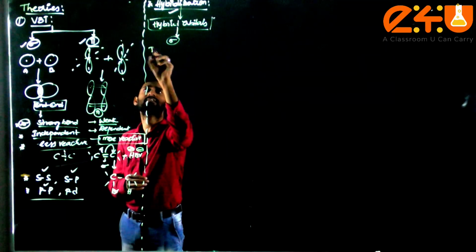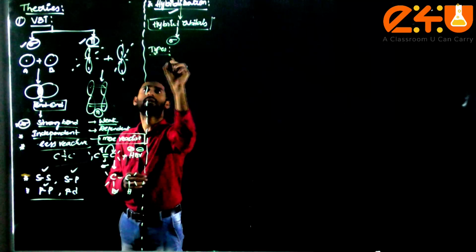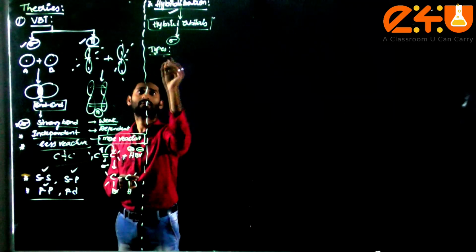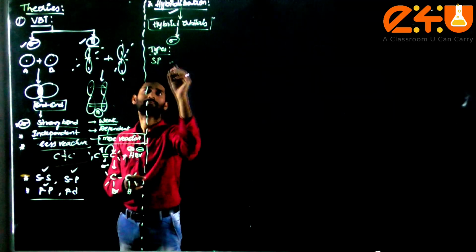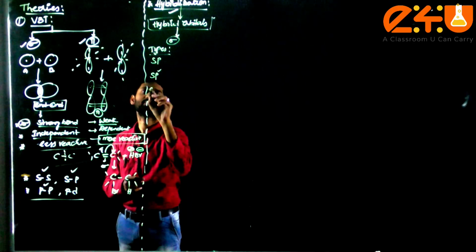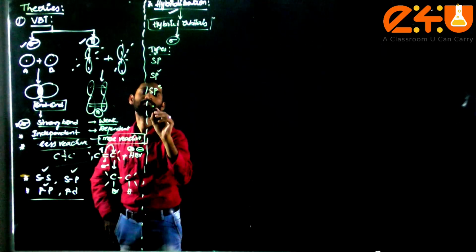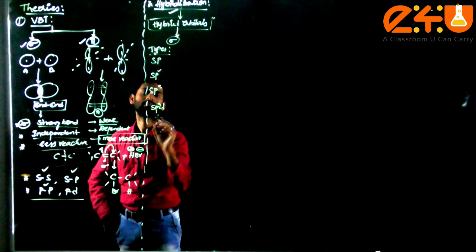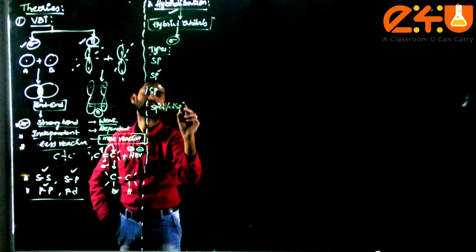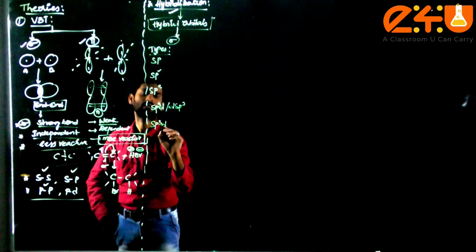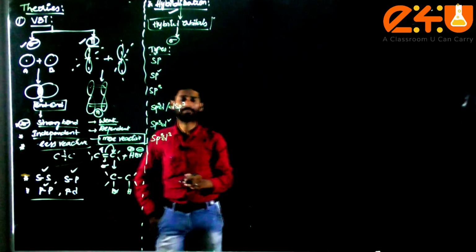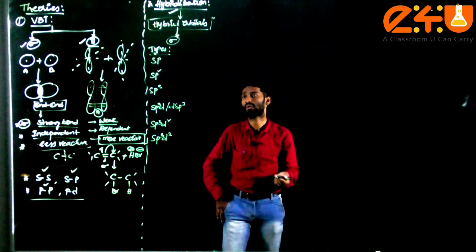Next one here, types, very important types. The first type is SP, next one Sp2 hybridization, Sp3 and Sp3D or DSP3 you can take it here, or Sp3D2 and finally Sp3D3. These are the types of hybridization that we are going to discuss here.